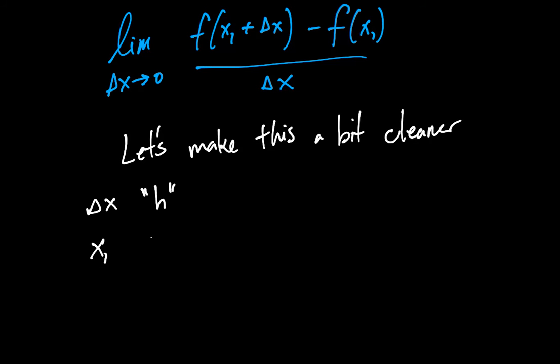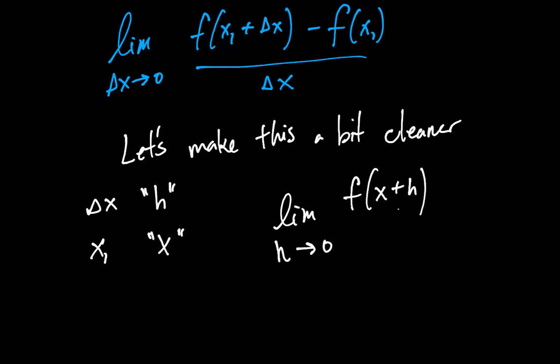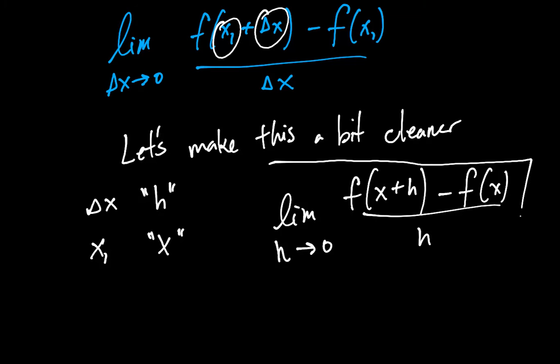And x1, since I only have one x here, I'm just going to rename that x, so I don't have to write that subscript each time. And when I do that, this actually becomes a nice clean limit. The limit as delta x, which is now just an h, goes to 0, of f of x plus h, where x was my x1 originally and h was my delta x originally, minus f of x, over h. And that's a really nice function.